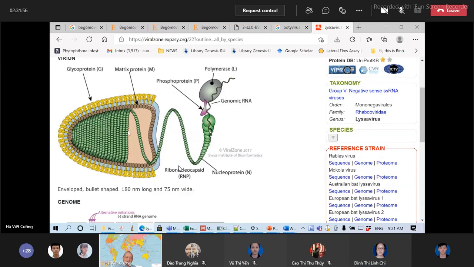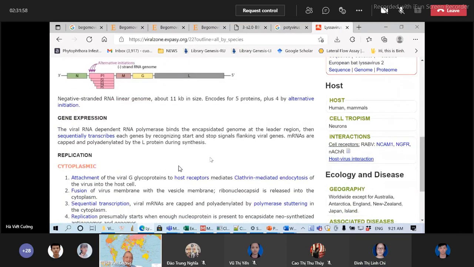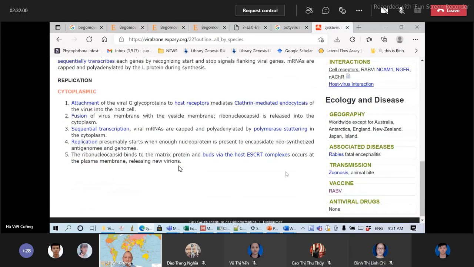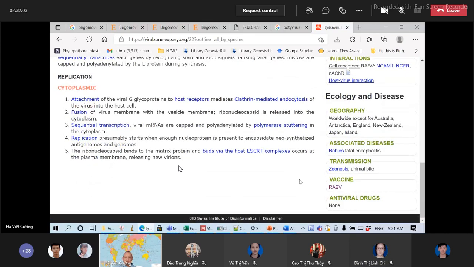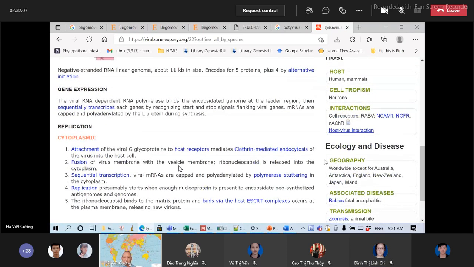Okay, you can see this shape here. And the rabies virus. Tên bệnh là bệnh gì đấy? Bệnh dại rồi. Tiếng Anh là gì? Rabies. Yeah, rabies disease. Okay.